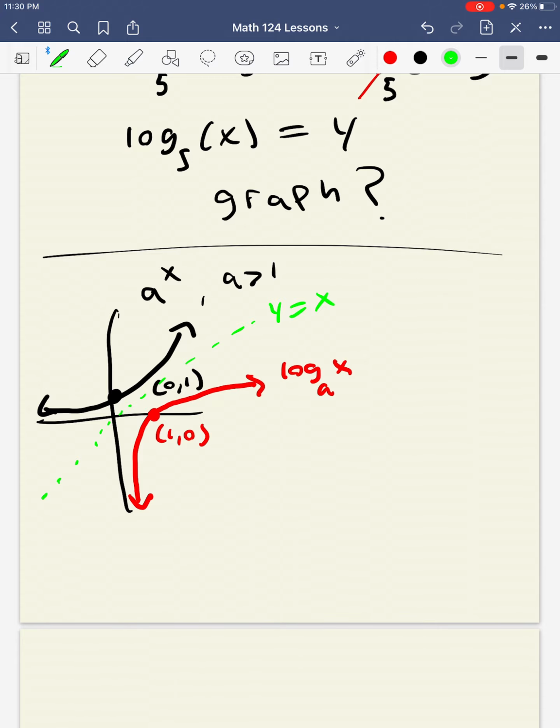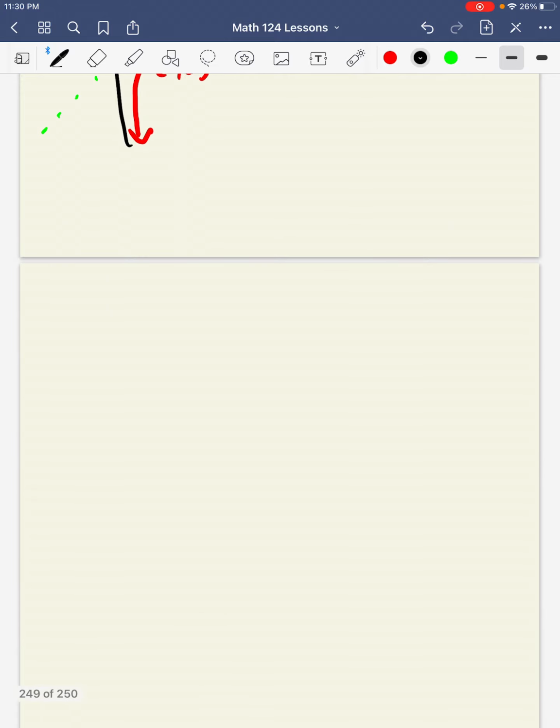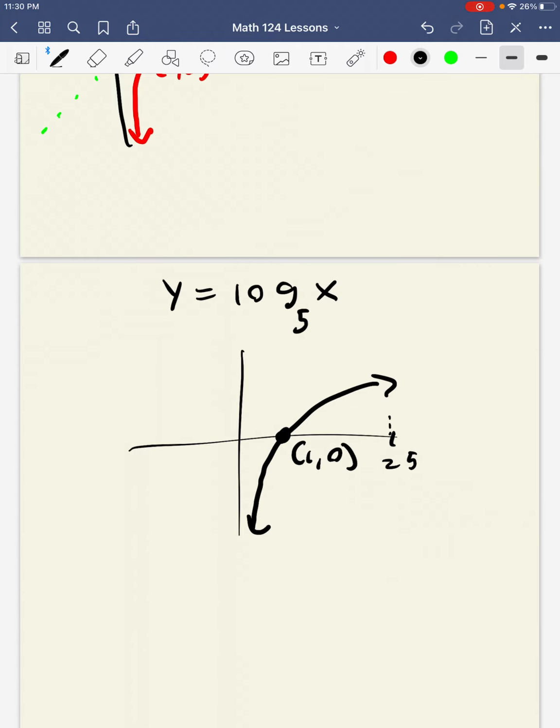Okay, so using that template, we can graph the function we were just looking at. Right, we were trying to graph log base 5 of x. Well, from our template, we know it will have a general shape like this. It will always go through the point (1, 0). And if we need to find another point, you could just plug in a convenient point. Say we plug in 25. Well, what is log base 5 of 25?